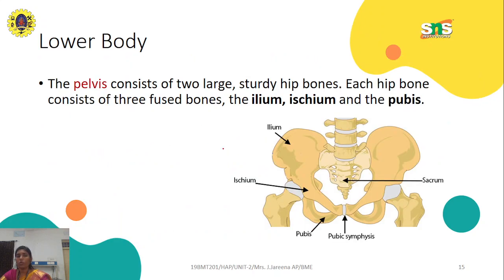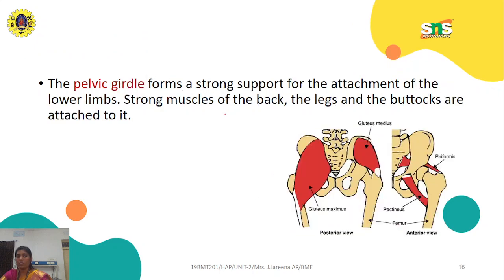And when you come to the lower body, that is the pelvis, it has mainly three different types of bones: the ilium, ischium, and the pubis. And the point where the joint is made is the pubic symphysis. And then this is the sacrum, and you have the coccyx. So these are the three main types of bones in the pelvis.